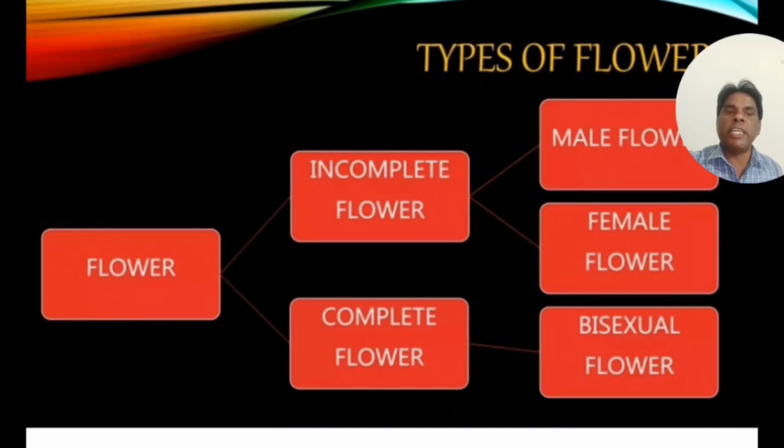Last one, unisexual flower, contains either stamen or pistil, not both. Staminate, male flower with only stamens. Pistillate, female flower with only pistils.